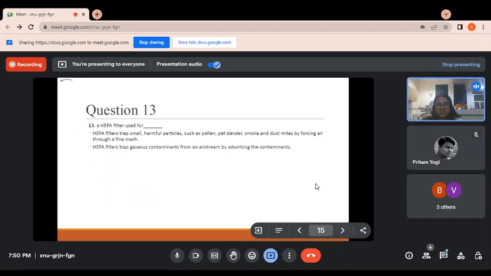So this is question number 13. A HEPA filter traps small harmful particles such as pollen, pet dander, smoke and dust mites by forcing air through a fine mesh, or the HEPA filter traps gaseous contaminants from an airstream by absorbing the contaminants. So what is the right answer?